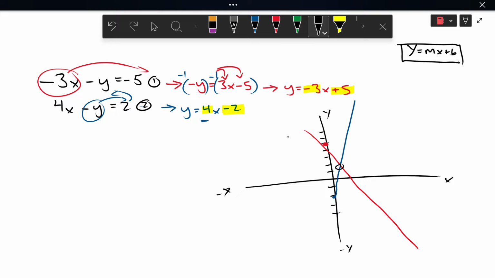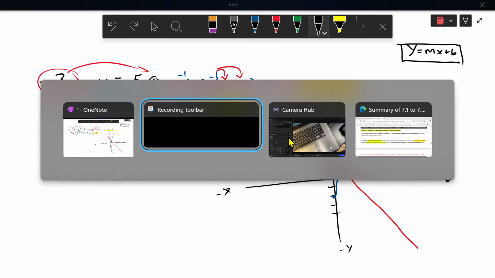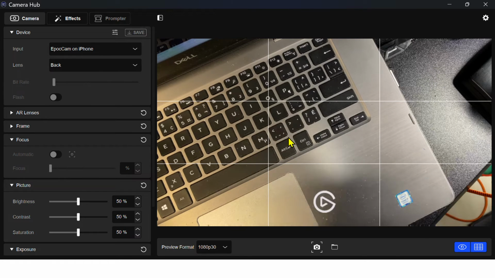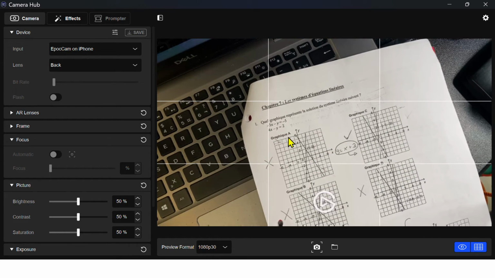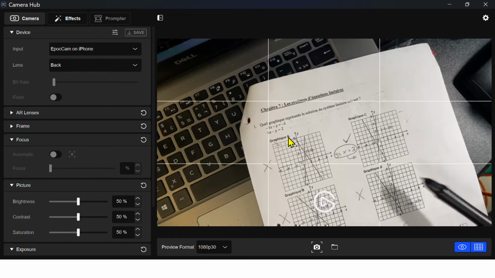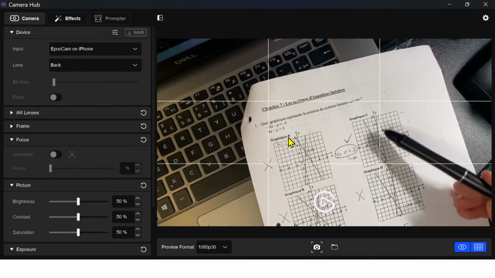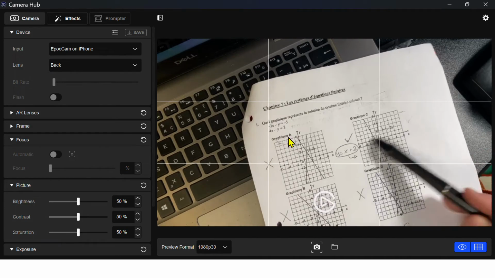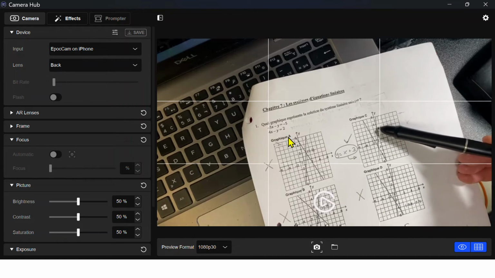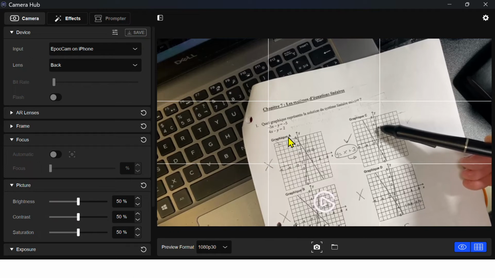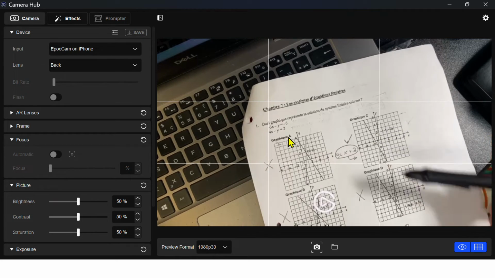So I just need to look at which one of these somewhat matches that. And we can see that none of these, so option B, C, and D, none of them match because this intercepts at positive 3. Well, none of my answers had an intercept at positive 3. They were positive 5 and negative 2. And this doesn't intercept negative 2.